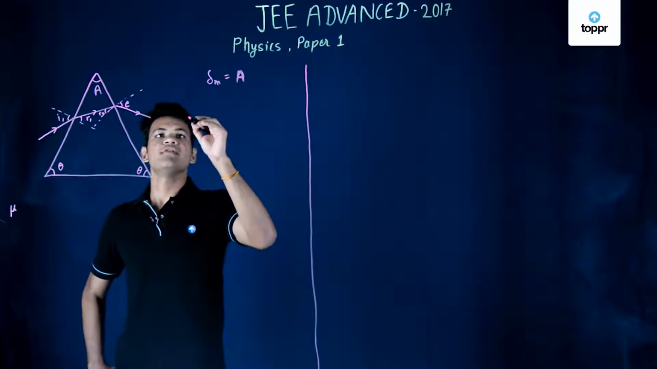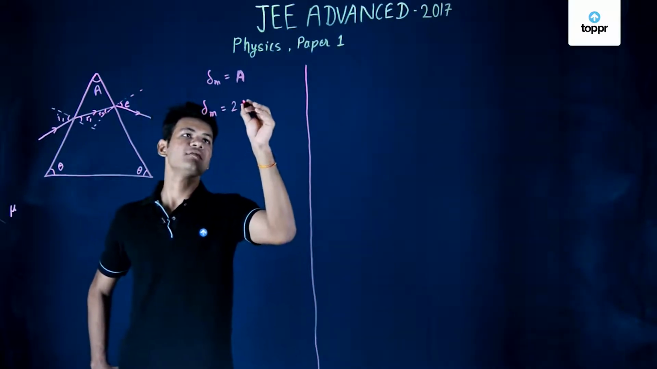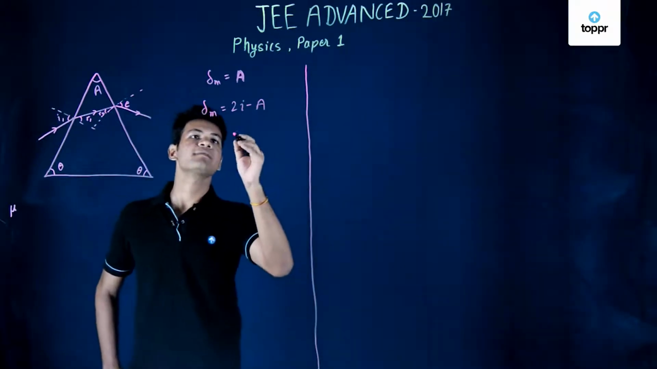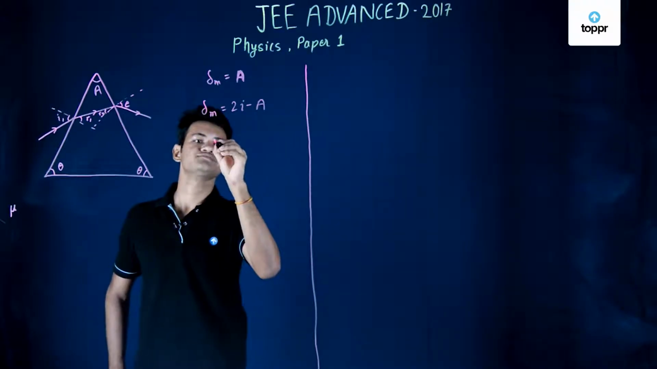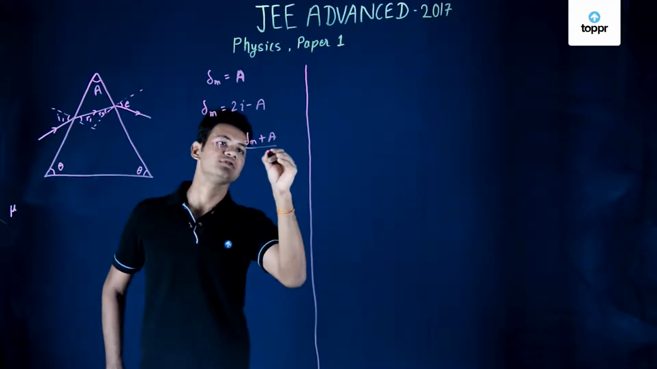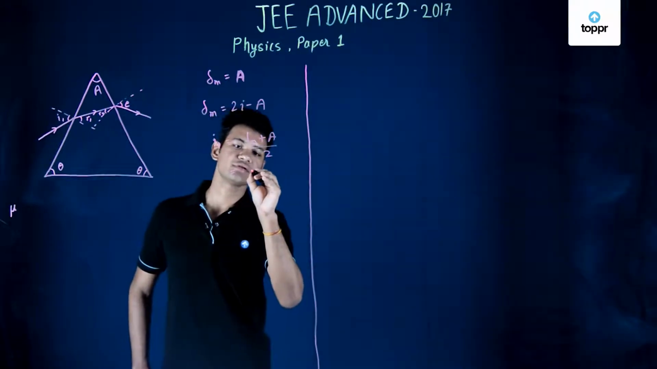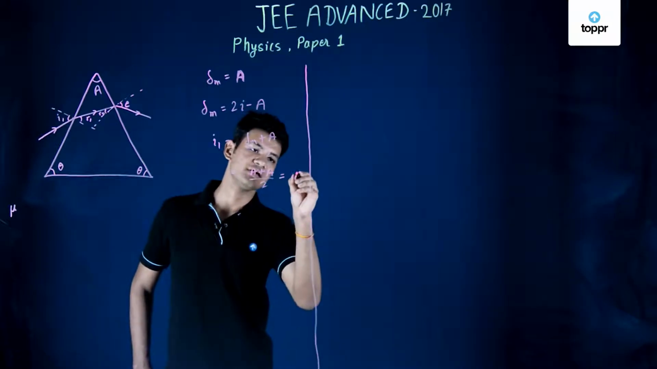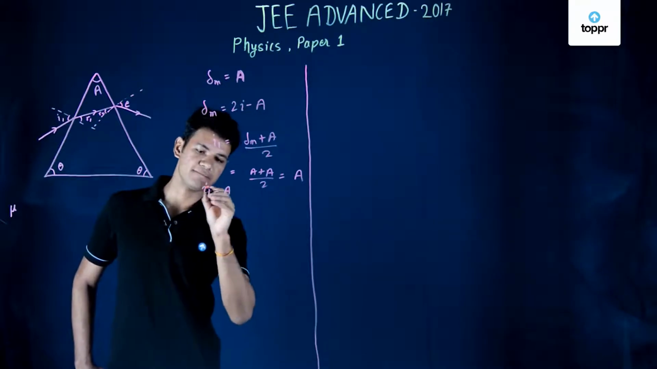So for minimum deviation we know that we have a relation delta m is equal to 2I minus A, I being the incident angle which is I1 here. So using this relation we can say that I is equal to (delta m plus A) by 2. Substituting the value of delta m which is given in the question, (A plus A) by 2 which is A. So from here we know I1 is equal to A.